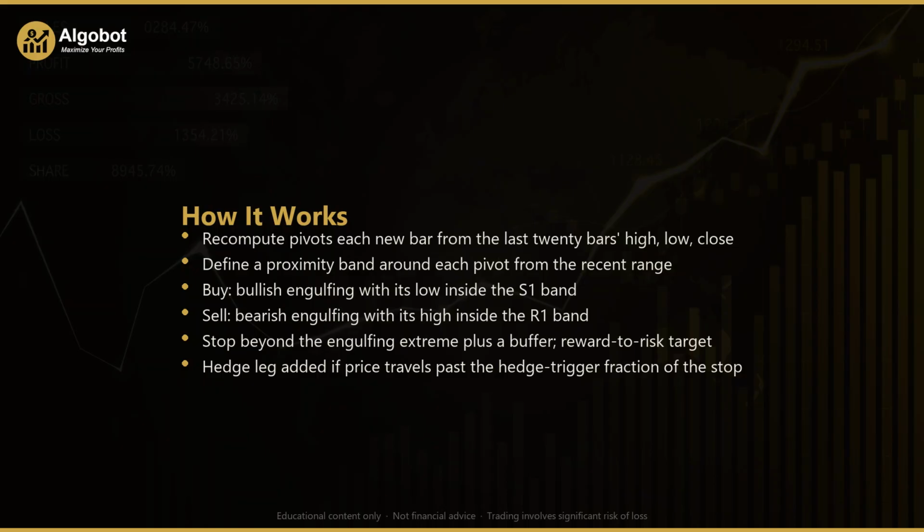Then it reads the two newest completed candles for an engulfing pattern. For a long, the strategy needs a bullish engulfing candle whose low has reached into the S1 support band. When that condition is met, it enters a buy at the ask. The stop goes below the signal candle's low, minus the buffer. The distance from entry to stop is the risk, and the take profit is placed above the entry at the reward-risk ratio, which defaults to 1.5, multiplied by that risk.